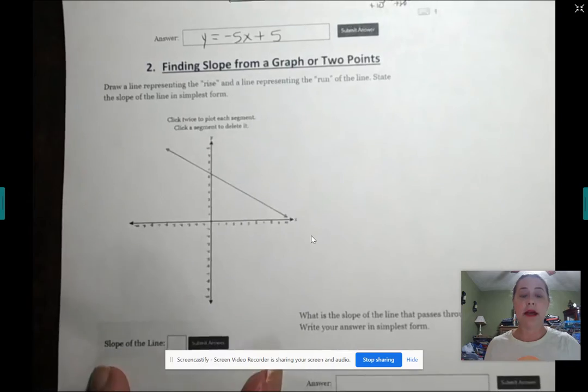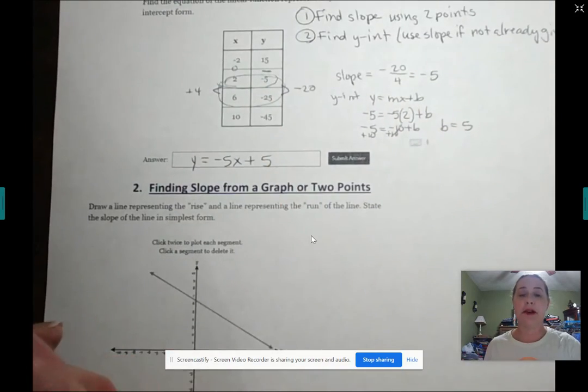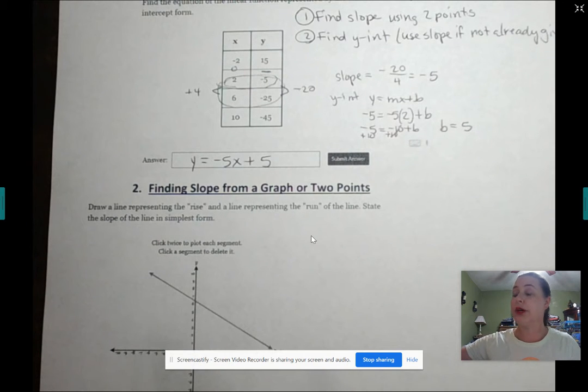Again, you don't have to do the y-intercept work if you've been given a point that starts with a 0. We just weren't, so we had to do that little bit of extra work.